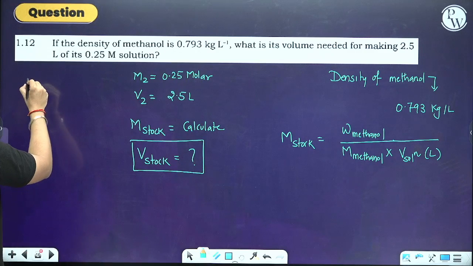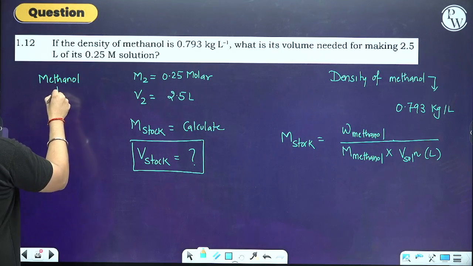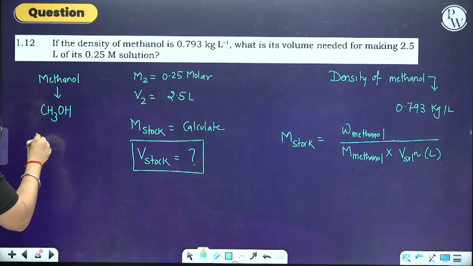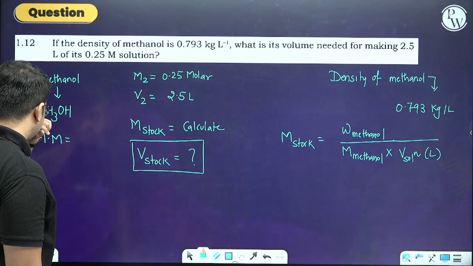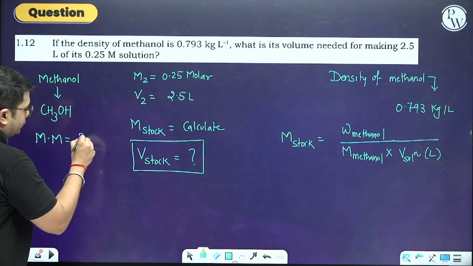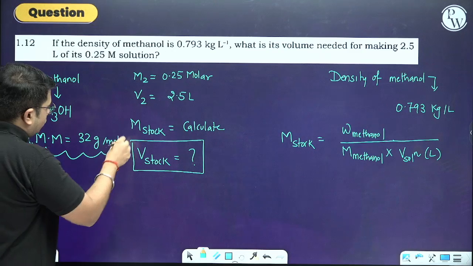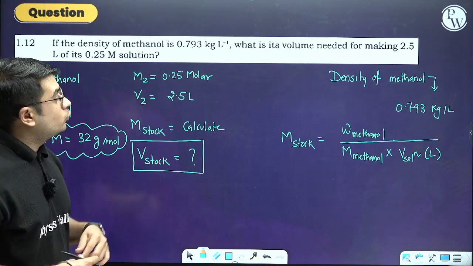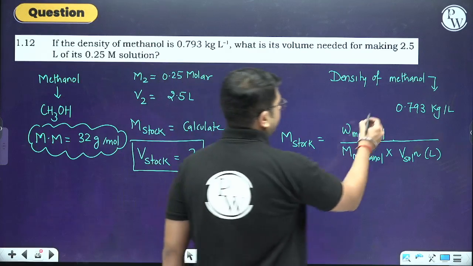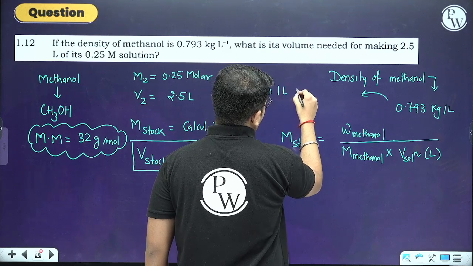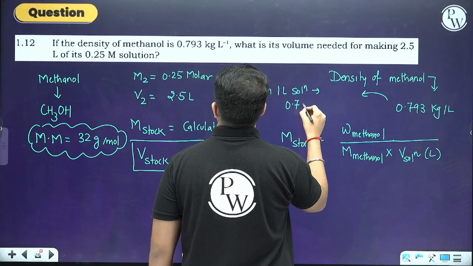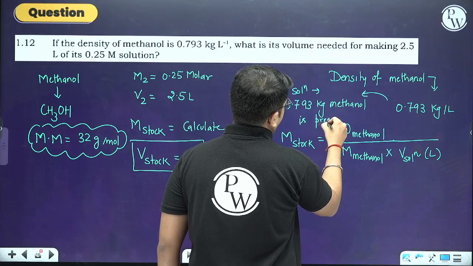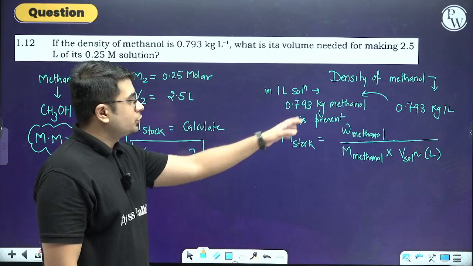Now from that particular part we know that methanol is basically CH3OH. So if I talk about the molar mass of methanol, that will be 12 plus 3, 15, plus 1, 16, plus 16, we have 32 gram per mole. That is the molar mass of methanol. Now in the methanol solution, in 1 liter of that particular solution, we have this much kilogram of methanol. So in 1 liter solution, 0.793 kilogram of methanol is present. Okay, in 1 liter solution 0.793 kilogram of methanol is present.